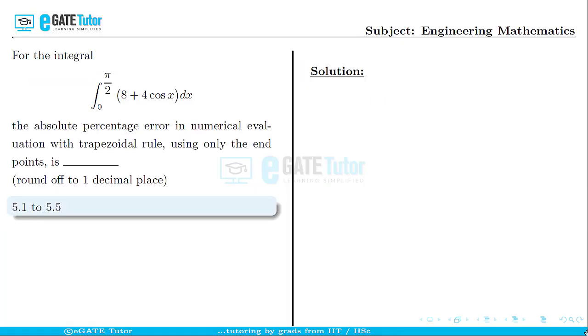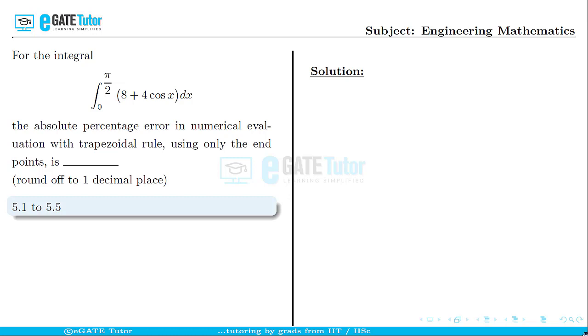This question is from Engineering Mathematics for 2 marks. For the integral from 0 to pi by 2, 8 plus 4 cos x dx, the absolute percentage error in numerical evaluation with trapezoidal rule using only the endpoints is. So this is a numerical answer type question and we need to round off the solution to one decimal place. The accepted answer range for this question is 5.1 to 5.5.